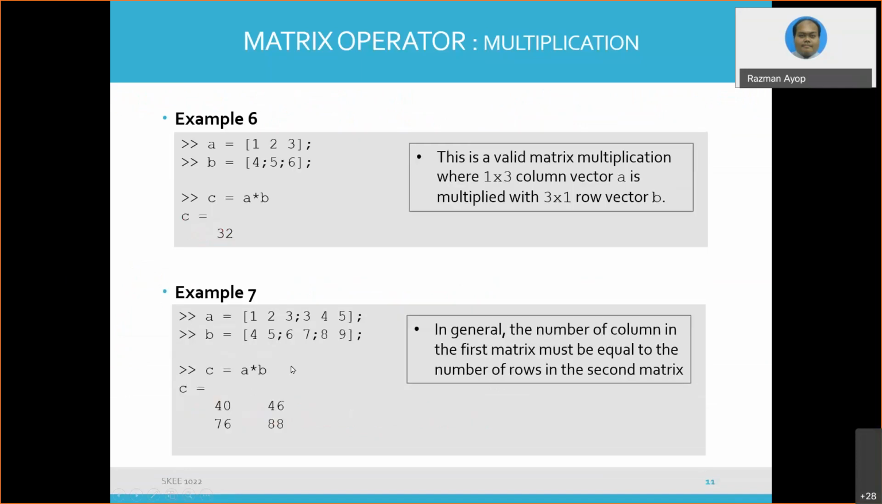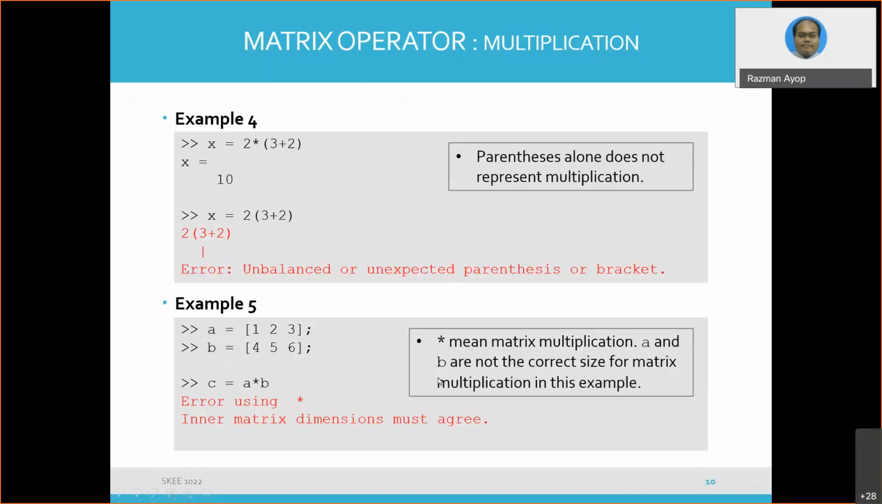Okay, so example 5 shows this. If the matrix size is not compatible, you cannot do the operation, so it will show an error. The inner matrix dimensions must agree. So this one, the matrices don't agree, and that's why you cannot do the operation.